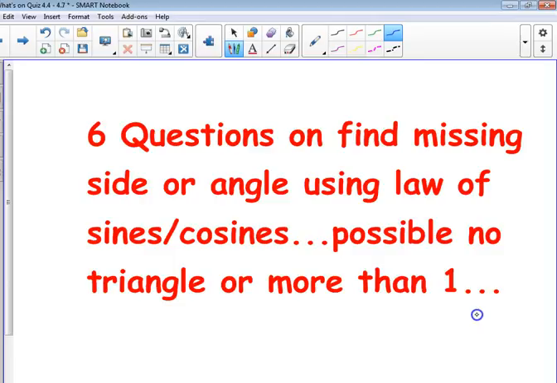All right, then there are 6 questions where you have to find a missing side or angle using law of sines or cosines. They are not solve the whole equation kind of questions, okay? Or solve the whole triangle. They ask for a specific piece of information. It does say in the directions it's possible that you will get no triangle or more than one. What's the only time you would have more than one if I'm asking for one specific piece of information? If you're doing law of sines and you have something like angle side side, right? It's possible to have more than one. When you type second sine, you've got to look for 2 solutions.